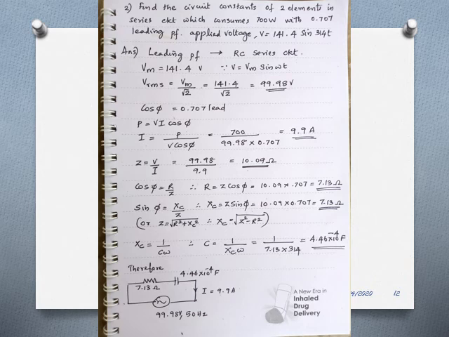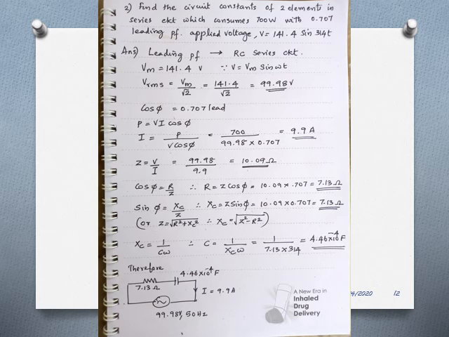Now the other hint that is given in the question is power factor 0.707 lead. So from the power equation P is equal to VI cos phi, you can calculate the current. I is equal to P divided by V cos phi. P is given in the question as 700. V we have just calculated as 99.98 volt. Cos phi is given in the question as 0.707. So you get the current as 9.9 ampere.